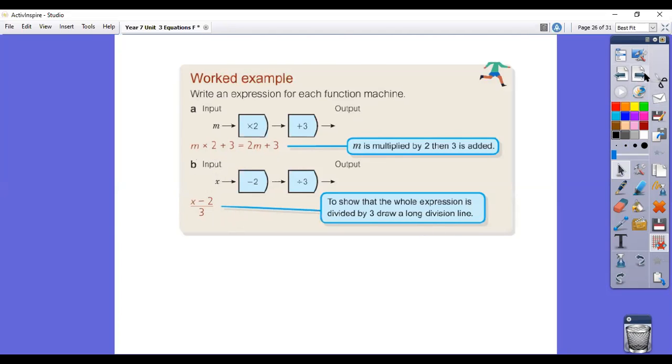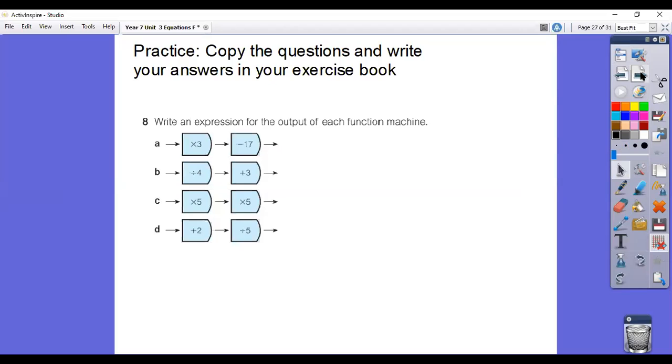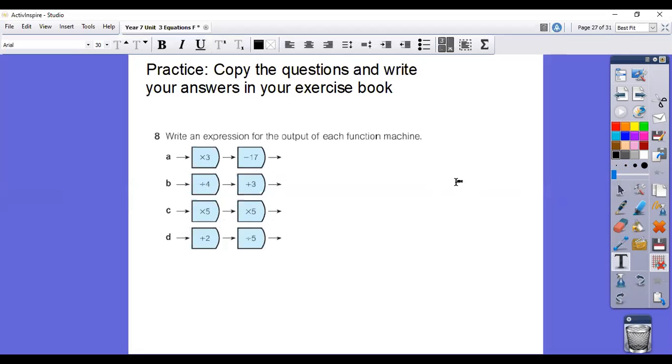Okay, so if we look at question 8, the first one says, write an expression for the output of each function machine. So part A is, A has gone in, times 3, then 17 has been subtracted. So algebraically, we would write that as 3A subtract 17. Again, I will let you do the rest of it yourself.